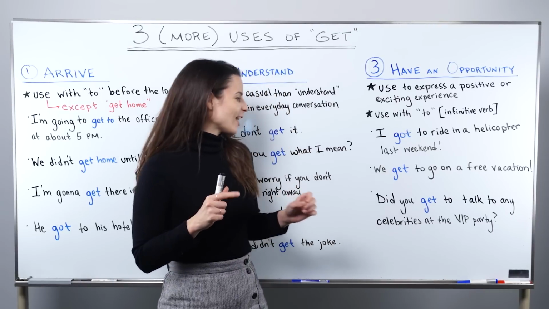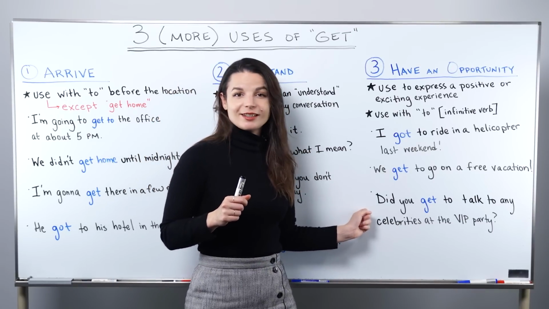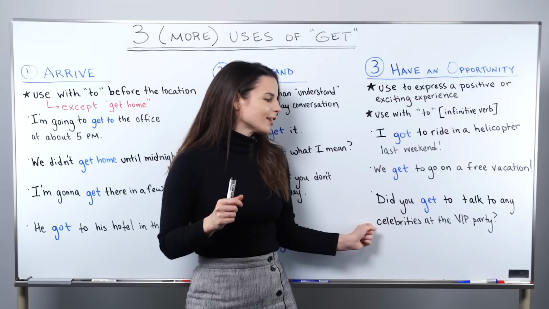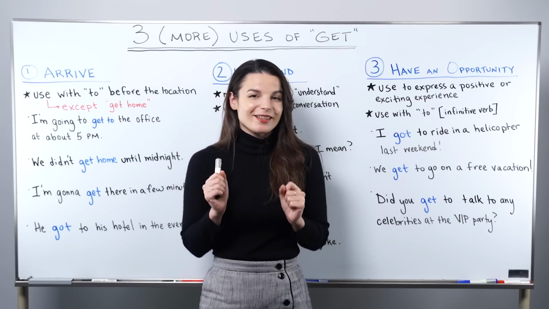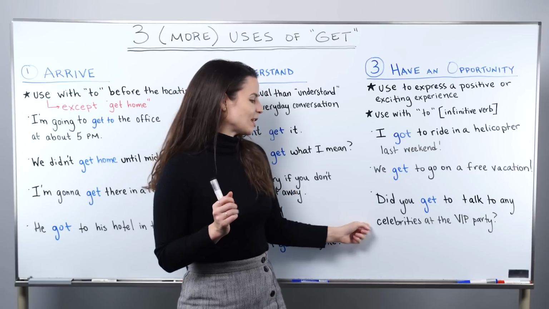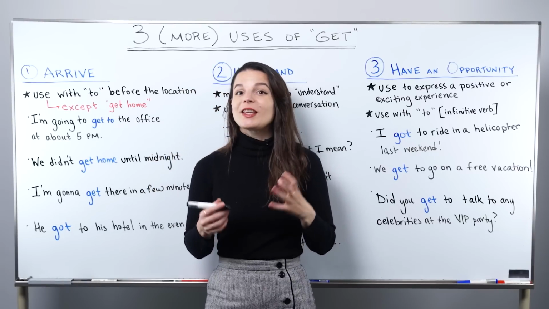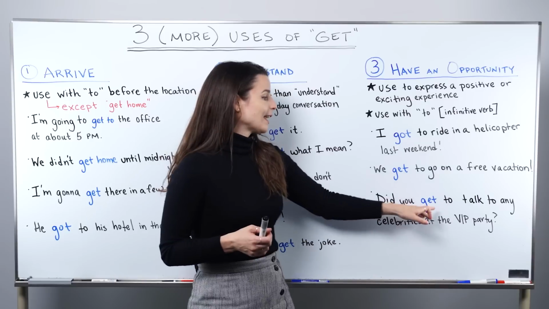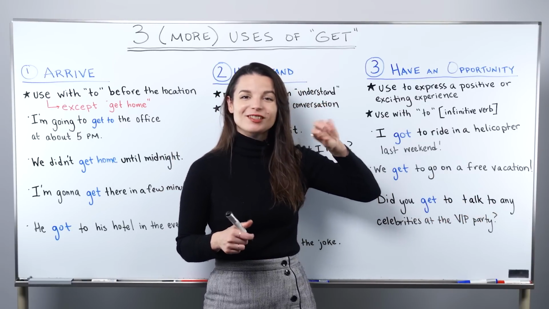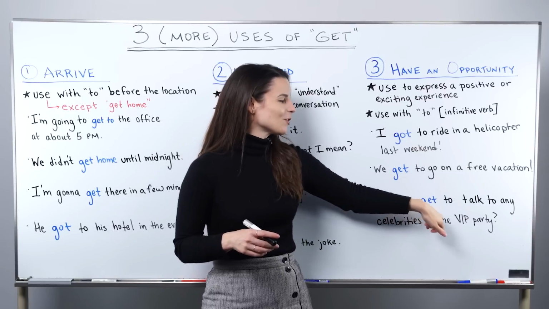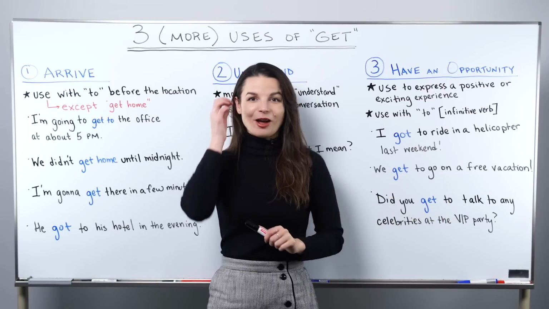Okay, let's look at one more example, a question in this case. Did you get to talk to any celebrities at the VIP party? So celebrity means a famous person. Did you get to talk to? So get to, talk to, the prepositions, there are two tos in this sentence, that's okay. Did you get to talk to any celebrities at the VIP party?